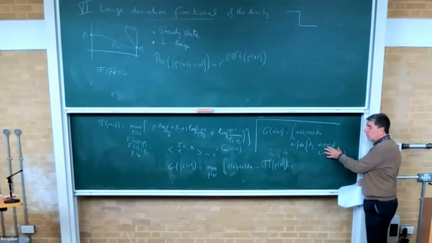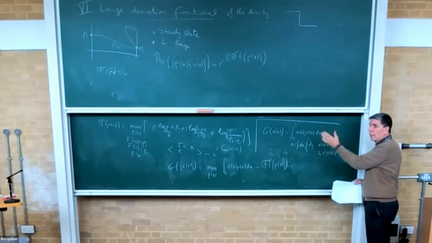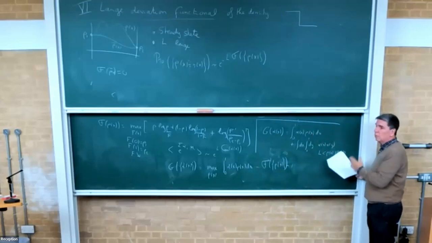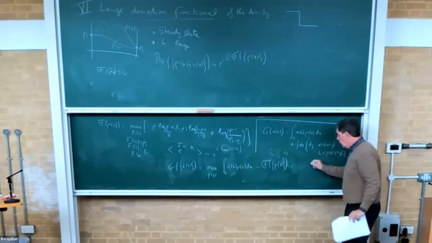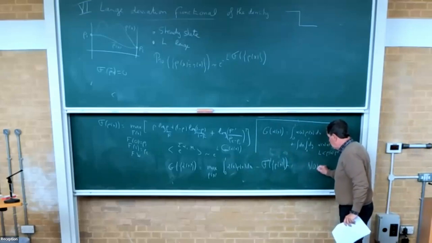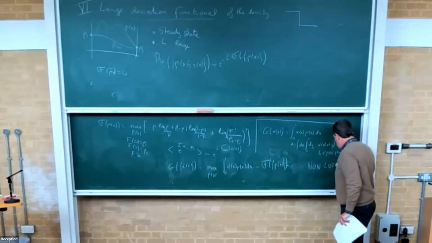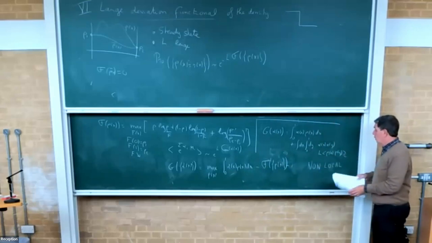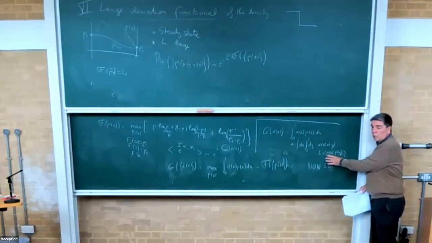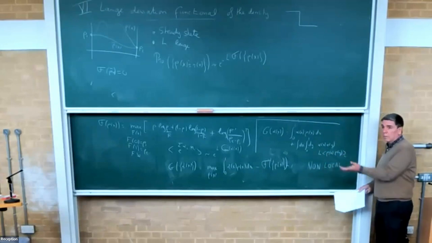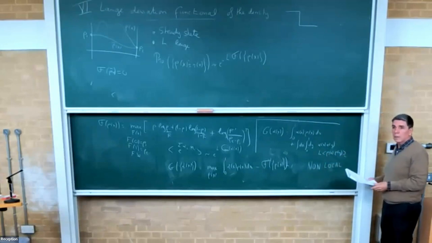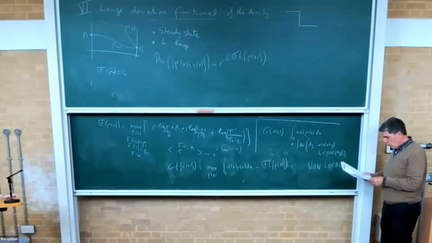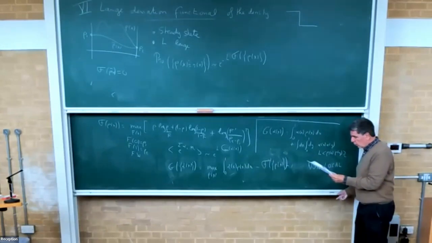But you see that this is a non-local function of x and y, because it does not depend on x at a single point. So the outcome is that the rate function is non-local, and it's non-local because this correlation is non-zero. It's non-local because the system is out of equilibrium.